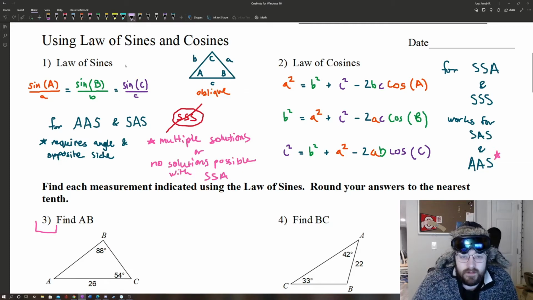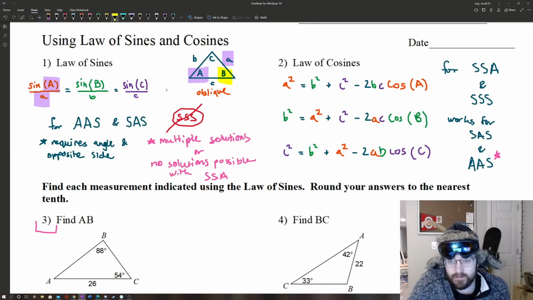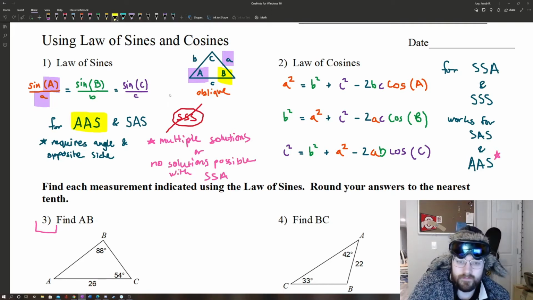For the law of sines, you are comparing at least one angle that we know with its corresponding opposite side that we know. So we would have to know angle A and side A in order to use it, along with, let's say, angle B. So this would be an angle side case, for example.